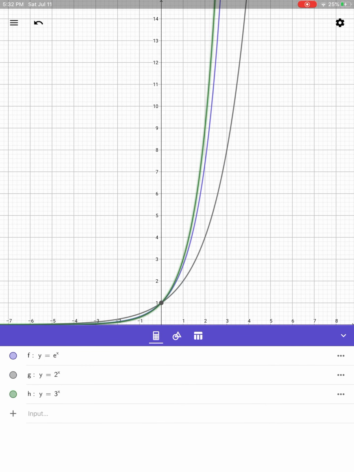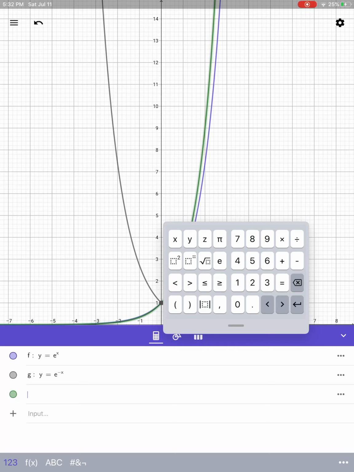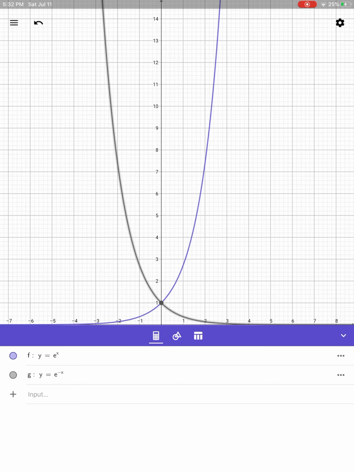And if I have to plot the graph, I will use the graphing calculator. I do have y is equal to e power x here, so I will add e power negative x, correct? Okay, so now you can see the purple line is y is equal to e power x, and the reflection of it, the gray line, is y is equal to e to the power of negative x.